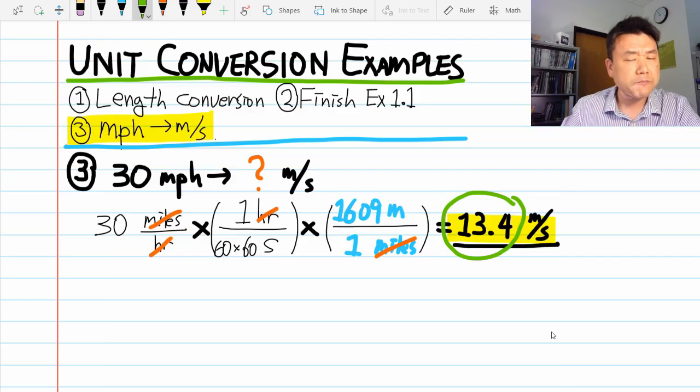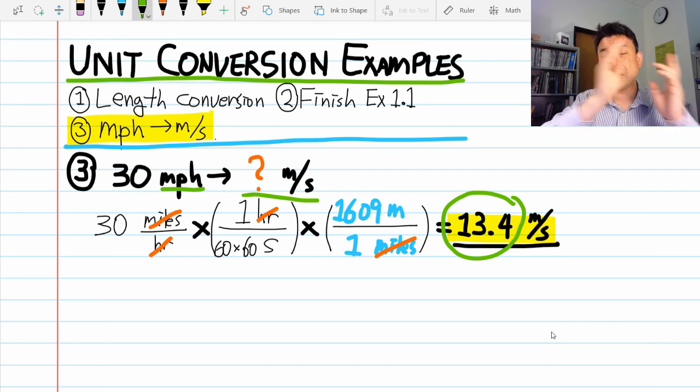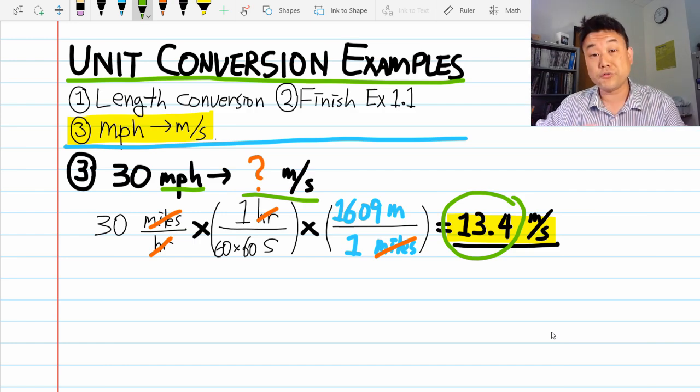So if we just want to get a quick sense of how a number in meters per second relates to a number in miles per hour, it's a simple factor of 2. You take the number in miles per hour, divide it by 2, and that'll give you a number in meters per second. So if you are speeding at 100 miles per hour, then you're moving at approximately 50 meters per second.